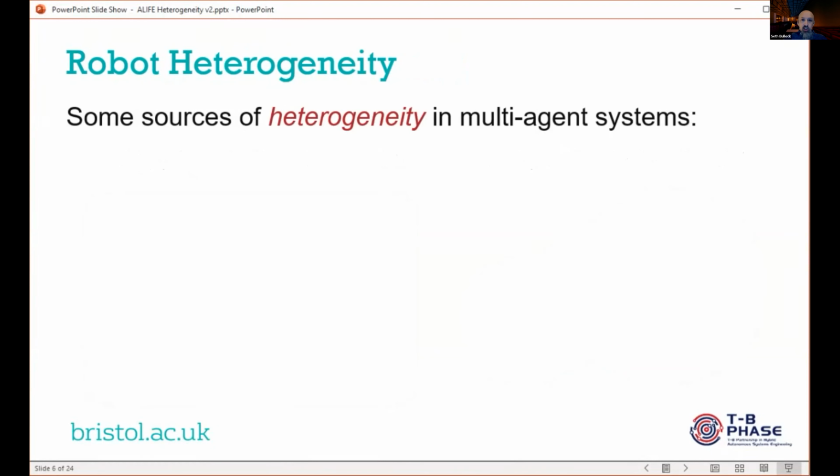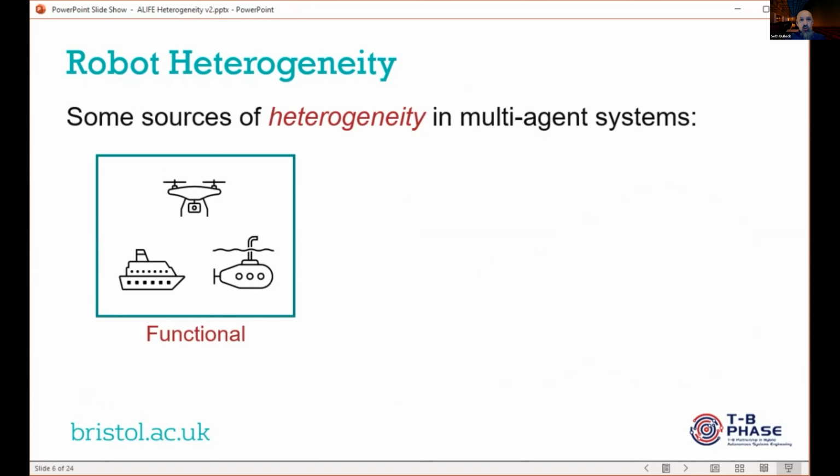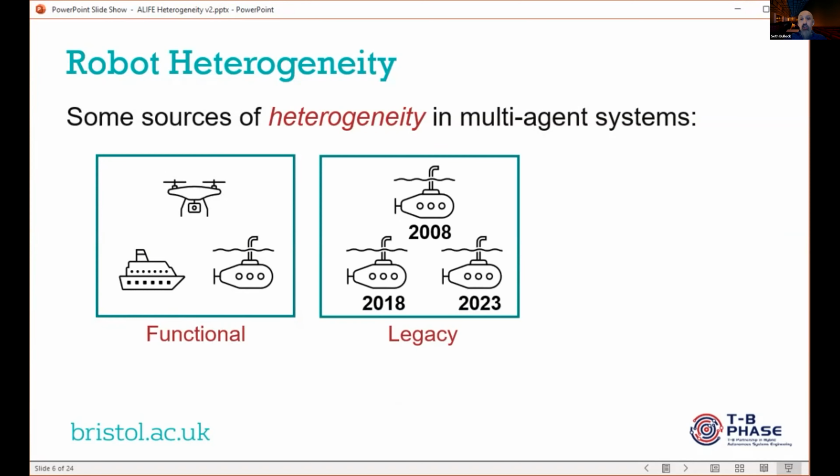In the robot setting, the sources of heterogeneity that we might care about are, the example that I gave of the X-Men, they're all functionally very different, and that's one source of heterogeneity. You might have a set of robots or a set of software agents that are fundamentally different from each other. One robot has infrared sensors, one robot can fly, another robot has legs, but there are more subtle sources of heterogeneity as well.